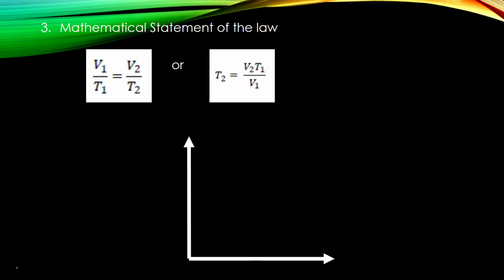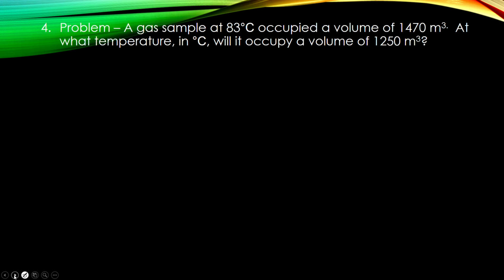All right, so let's move on to an example problem. A gas sample at 83 degrees Celsius occupied a volume of 1,470 cubic meters. At what temperature in Celsius will it occupy a volume of 1,250 cubic meters? Our first step is to change that temperature, any temperature, to Kelvin. And always do that first because you will forget otherwise. So we take 83 degrees Celsius and add 273, and I get 356 Kelvin.